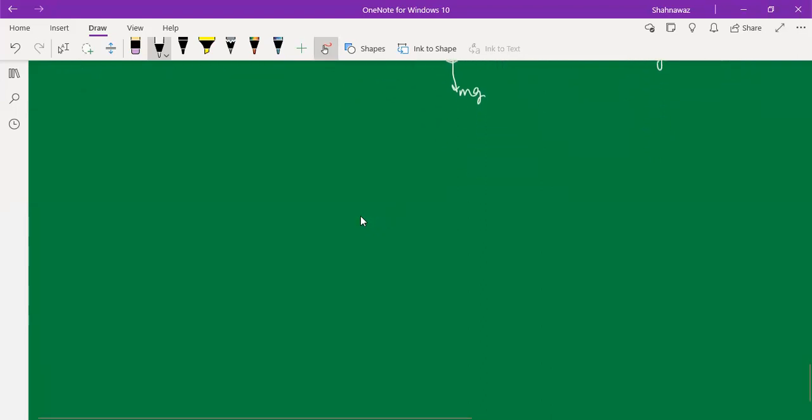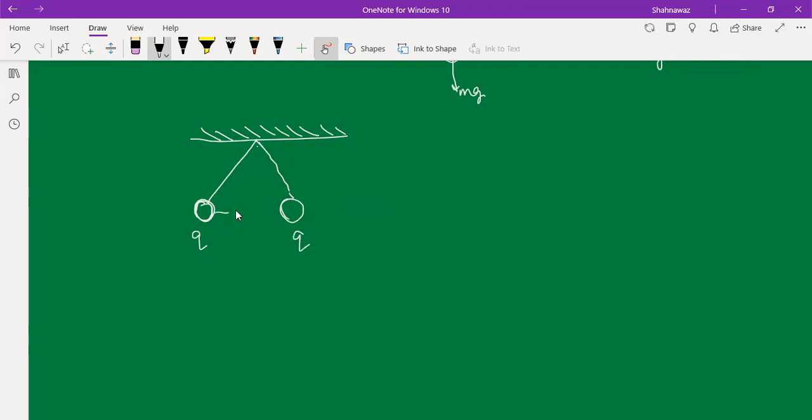So how are Coulomb's law and equilibrium combined with this tension? Let's say you have a system like this, where your charges are hanged. Two charges are hanged, this Q charge and another charge Q, and they have some separation, let's say 2r. And this is acting with some angle theta. So this is r, and this is also r.